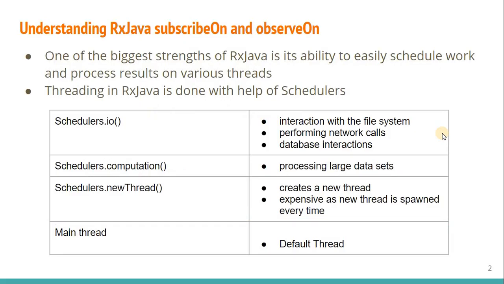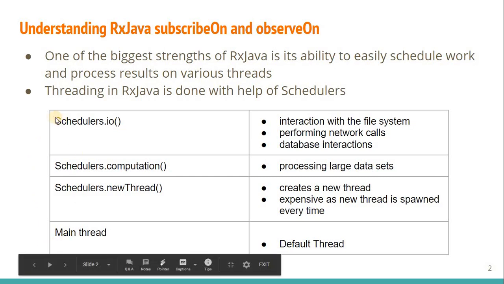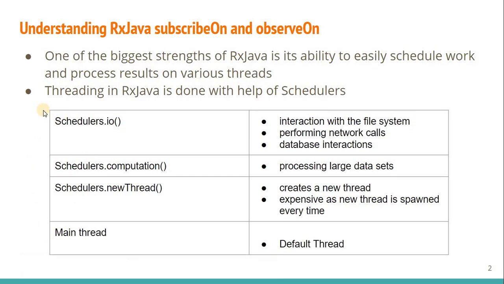Let's start by understanding the scheduling in Java. One of the biggest strengths of RxJava is the ability to easily schedule work and process results on various threads, which means that we are going to divide our treatment between resources. Threading in RxJava is done with the help of schedulers. There are multiple types of schedulers. Let's list some of them.